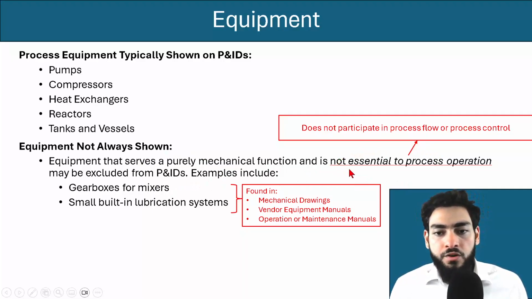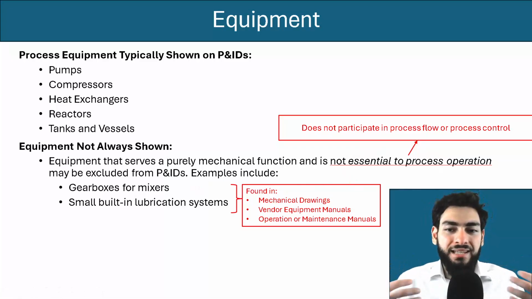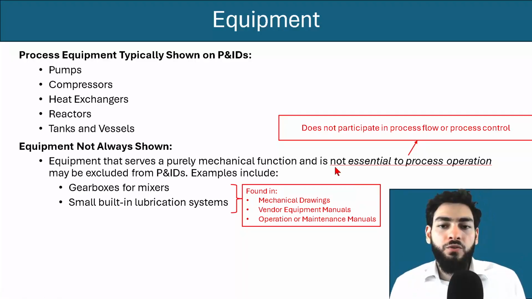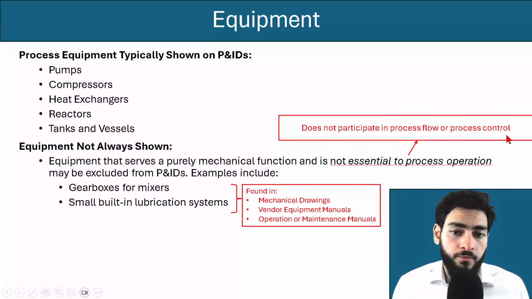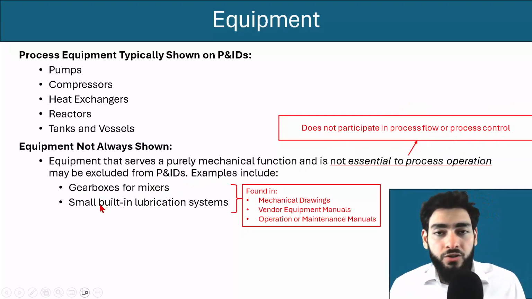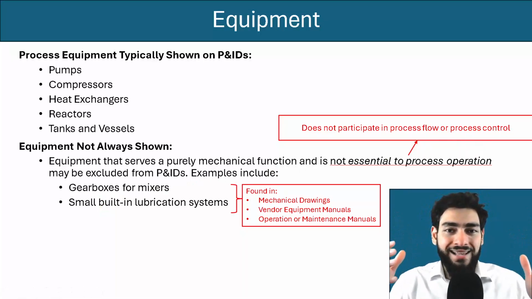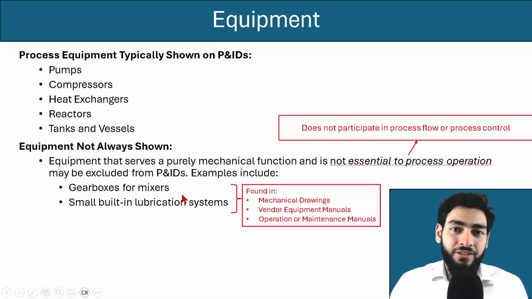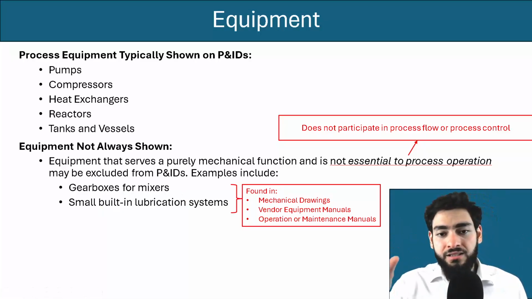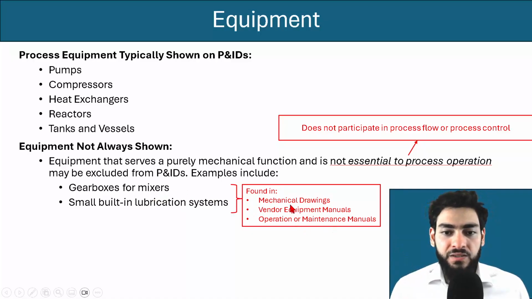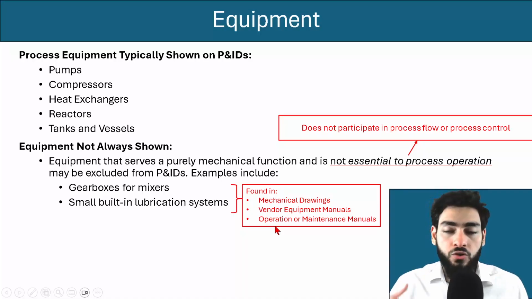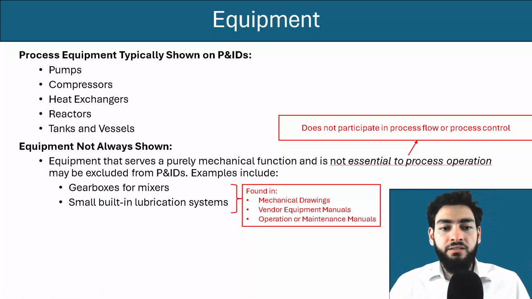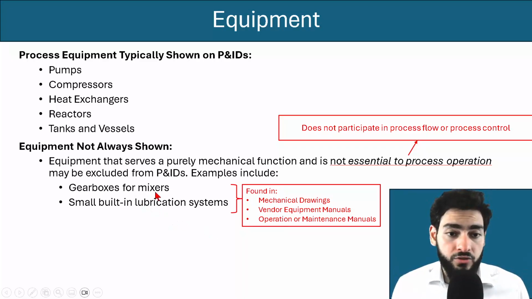And you might wonder, how do you classify a piece of equipment as not essential to process operation? That means essentially it does not participate in process flow or process control. Examples could be gearboxes for mixers. So if you have an agitator that has a gearbox onto it, you don't necessarily have to include the details of the gearboxes in your process P&ID, because this could be found in mechanical drawings or vendor equipment manuals, or maybe you could write about it in your operation or maintenance manuals as operators perform maintenance on these gearboxes.